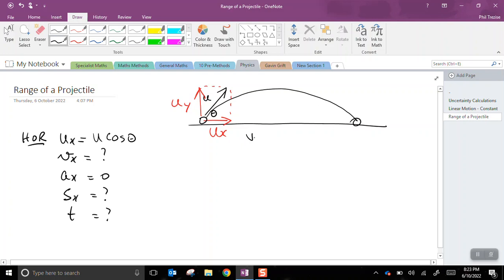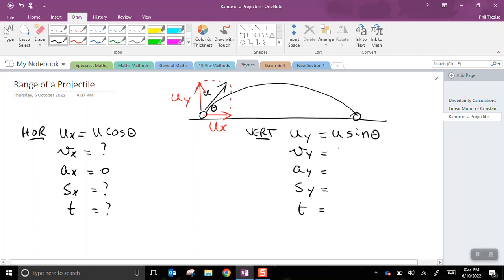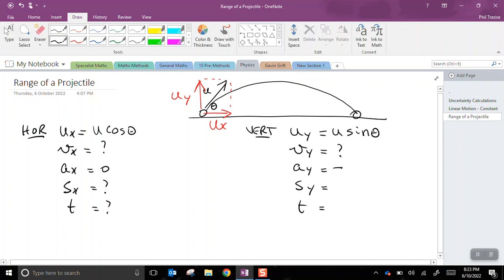Now let's think about the vertical part of the motion. So once again we have u, v, a, s, and again t is not a vector, time is a scalar. So do we know the starting vertical component? Yes we do. That's the speed multiplied by the sine of the angle. We don't know the finishing speed for the vertical. We do know acceleration is downwards and it's at the value of 9.8, but I'm going to write g to represent 9.8. I do know this one.